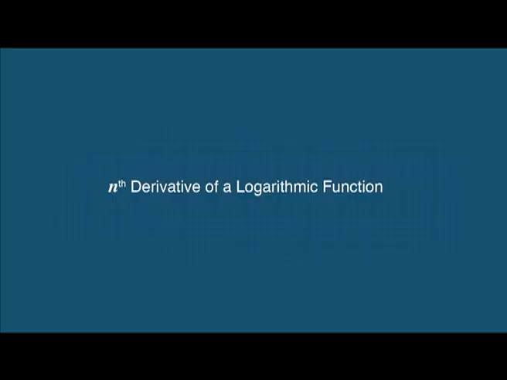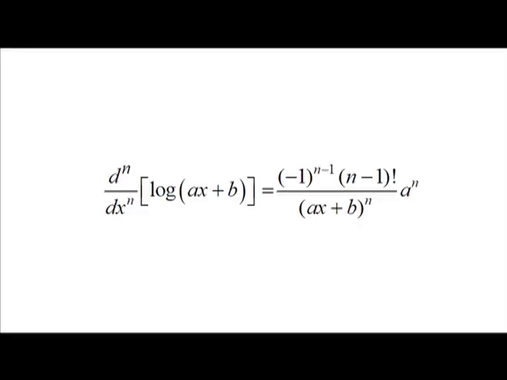Now we discuss the nth derivative of a logarithmic function. We prove that d power n divided by dx power n of log of (ax plus b) equals (minus 1) all power n minus 1 into (n minus 1) factorial divided by (ax plus b) all power n into a power n. For this, let y equal log of (ax plus b).